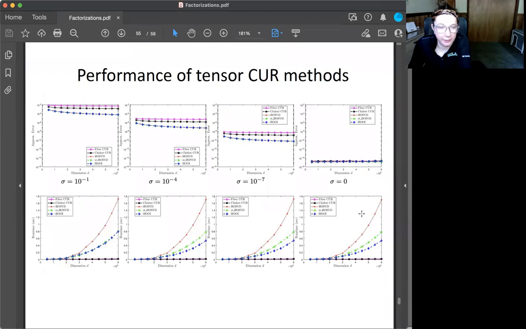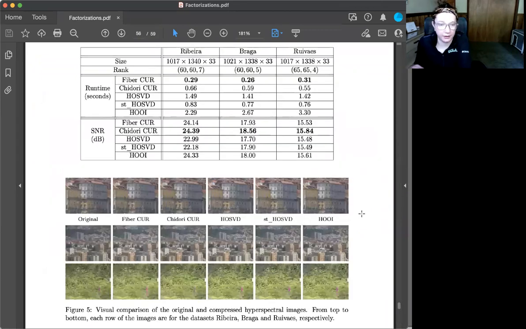So many fun applications. I won't spend too much time on this because we're running out of time. This is the performance of the various CUR methods. I'll show you a takeaway here. We're doing compression again for hyperspectral images, and all of the methods do really well in terms of reconstruction and speed. It turns out that the fibers CUR is very fast, and the Tubal CUR does the best in terms of SNR, but again, they're all reasonable.